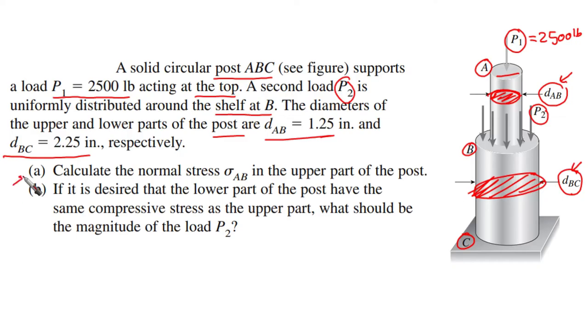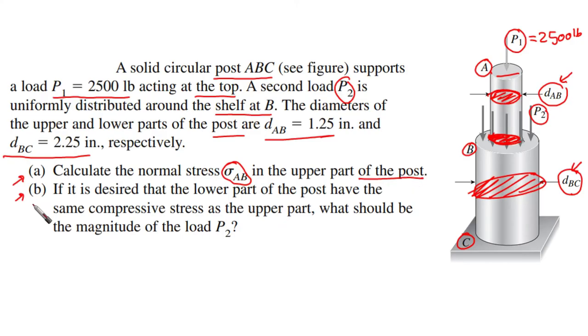There are two requirements in this example. The first one is to calculate the normal stress sigma AB, which means we are talking about the cross section at the post AB, the upper part of the post. This is requirement number 1.